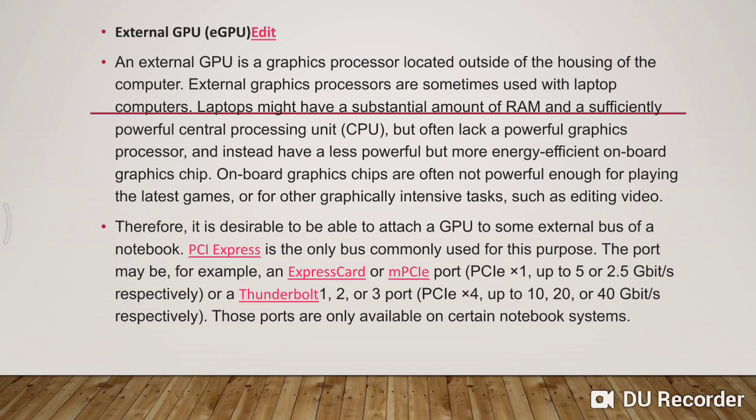External GPU. An external GPU is a graphic processor located outside of the housing of the computer. External graphic processors are sometimes used with laptop computers. Laptops might have a substantial amount of RAM and a sufficiently powerful central processing unit on board, but the graphics chips are often not powerful enough for playing the latest games or for other graphically intensive tasks such as editing video.